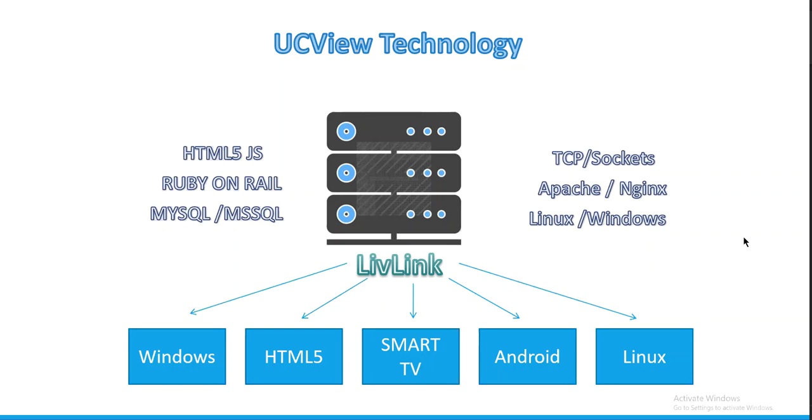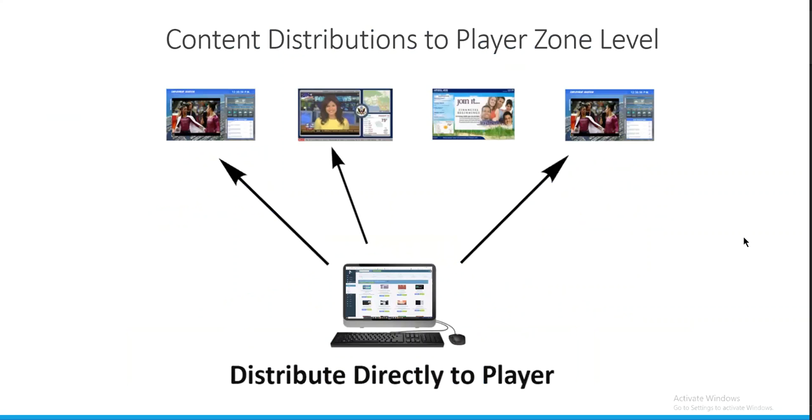So we use different types of technology: HTML, WebSockets, Ruby on Rails, your database, MySQL or MSSQL, and combining all that together, we call it LiveLink, and that allows us to run on pretty much anything. The way that our system allows you to do things is you're able to distribute content directly to each device, or you can do it in what we call a campaign to multiple devices. But furthermore, you can go ahead and send content specifically to each zone. So you're already kind of familiar with that type of content aggregation.